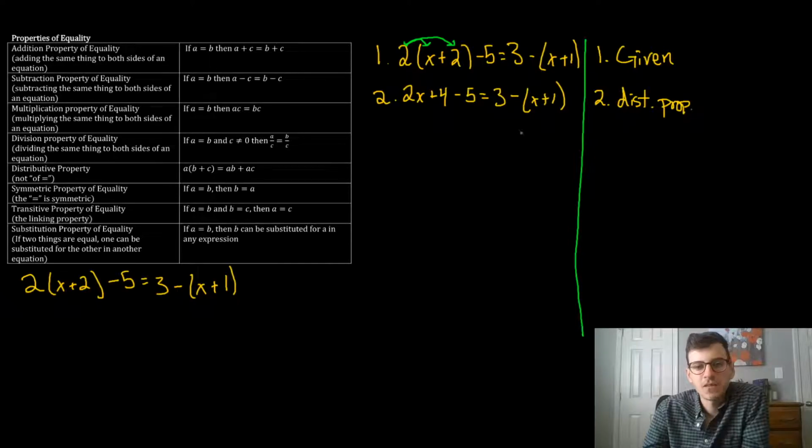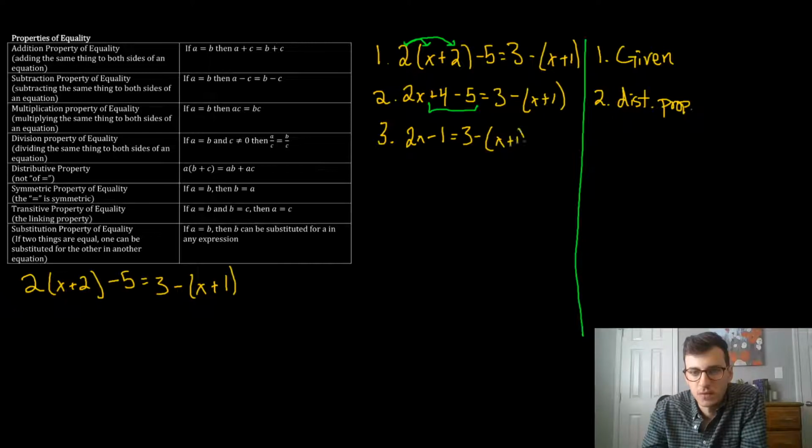Now, the next step that I see, the obvious step, is to combine my positive 4 and negative 5. And I don't really have a property for this. It's not the same as the subtraction property of equality or the addition property of equality. So whenever we just need to simplify things, like this is 2x, 4 minus 5 is negative 1, 3 minus (x plus 1). I'm just going to call that combining like terms.